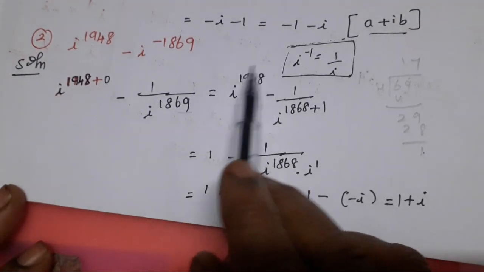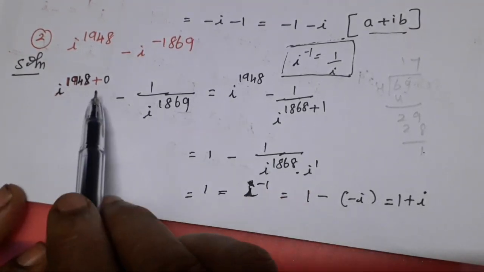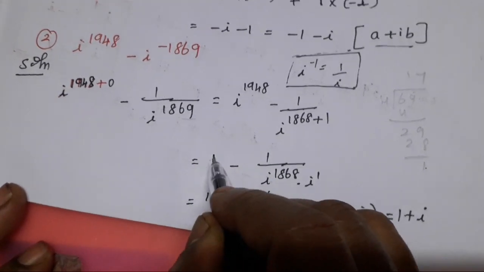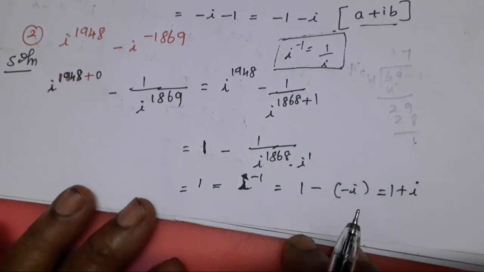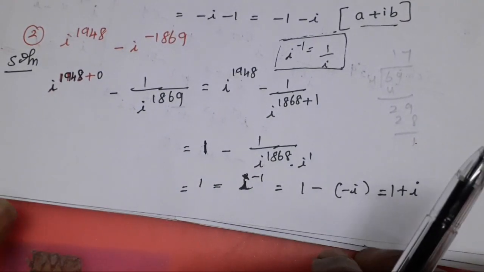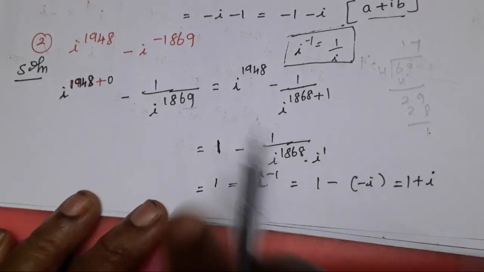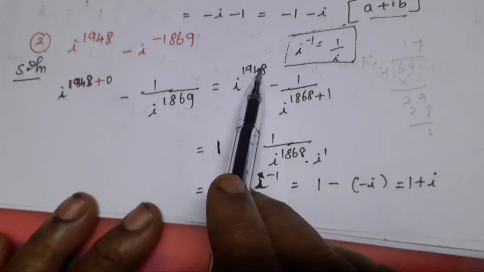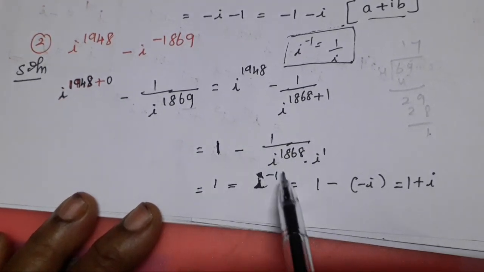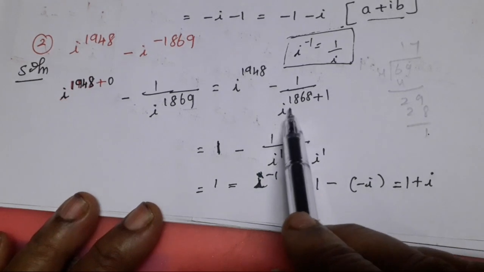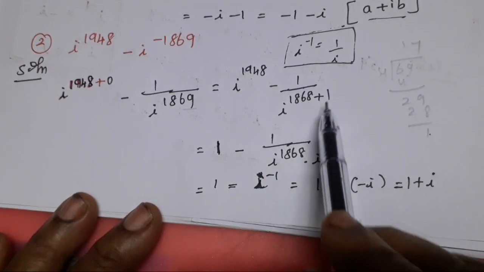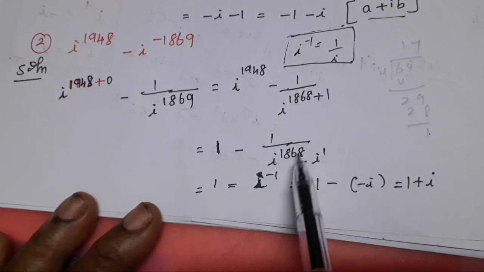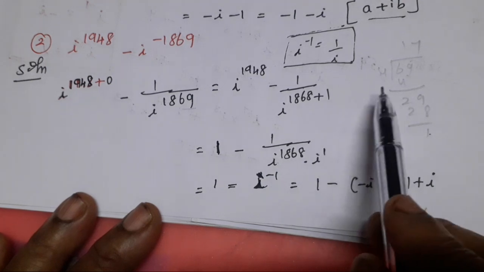So i power 1948 is i power 0, which is 1. Or i to the power of a multiple of 4, the value is nothing but 1. i power 1948, a multiple of 4, divisible by 4, the remainder is 0. So if the number is divisible by 4, the i power value is always 1. Minus 1 by i power 1868 plus 1. So how to split: i power 1868 into i power 1. This is nothing but a multiple of 4, or divisible by 4.